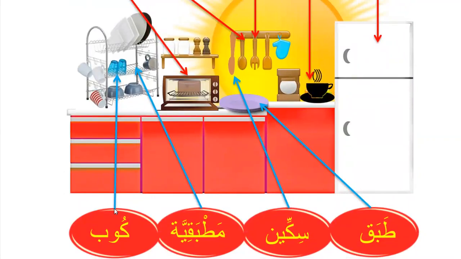Tabaq, plate. Tabaq, plate. Sikkin, knife. Sikkin means knife. Knife. Okay. Matbakhiya, stand. Okay, you can say utensil stand or something like this. I don't know, is it a word or is it also in English? Glass. Okay.